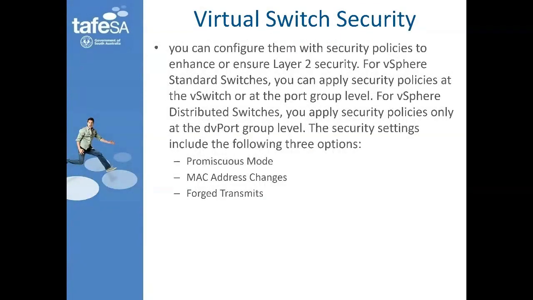Virtual switch security. You can configure them with security policies to enhance layer 2 security. You'll see that in your assignment 1, I think, you go in and configure some of this stuff. For standard switches, you can apply security policies at the vSwitch, or virtual switch, level or at the port group level. For distributed switches, you can apply security policy only at the port group level. The security settings you can configure are promiscuous mode.